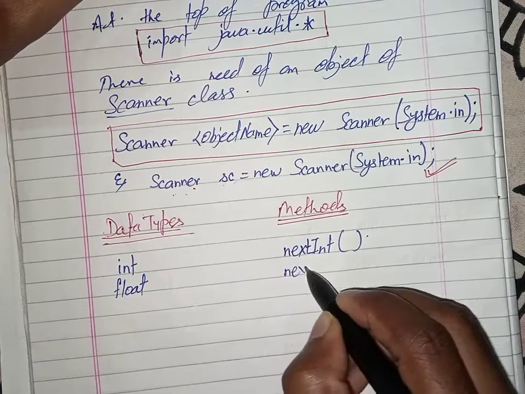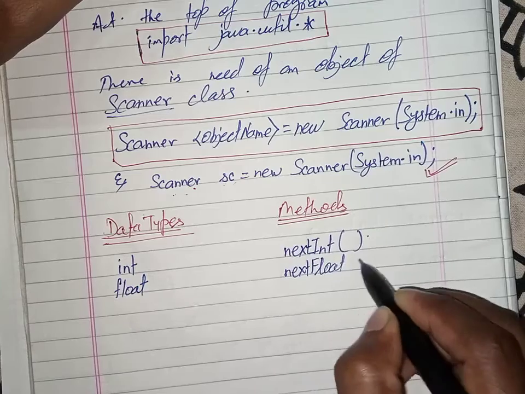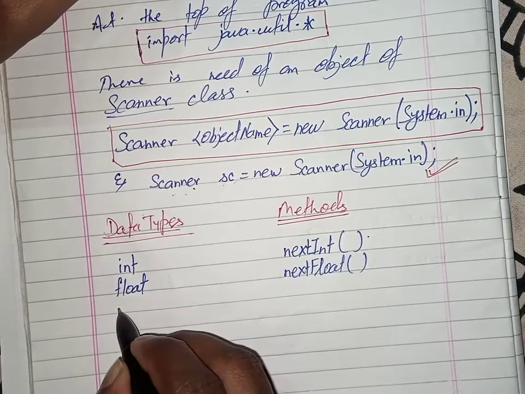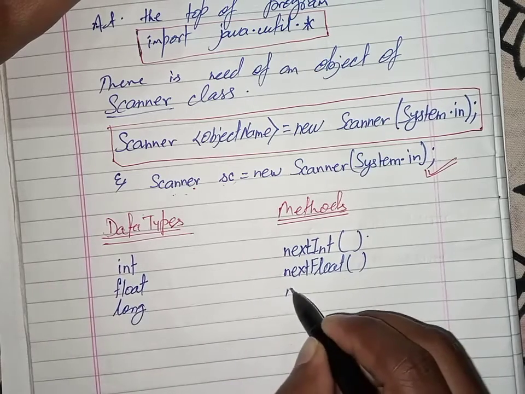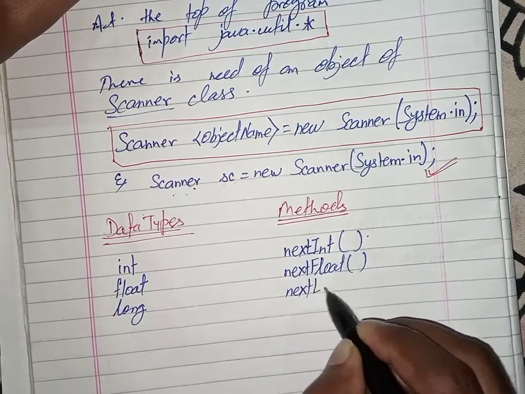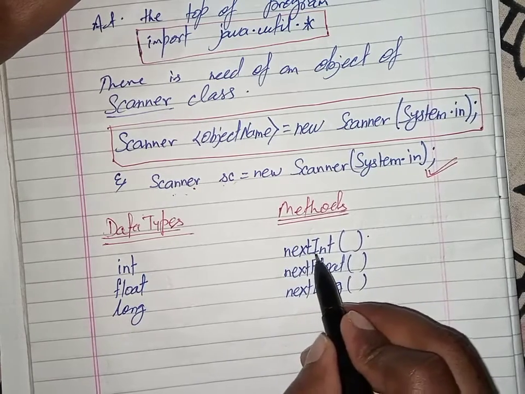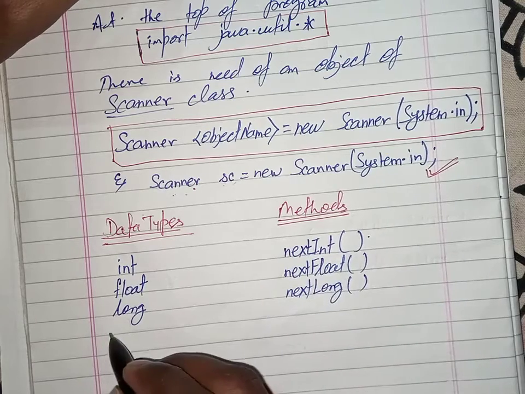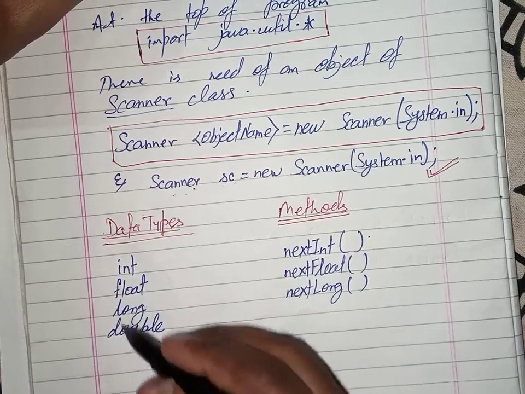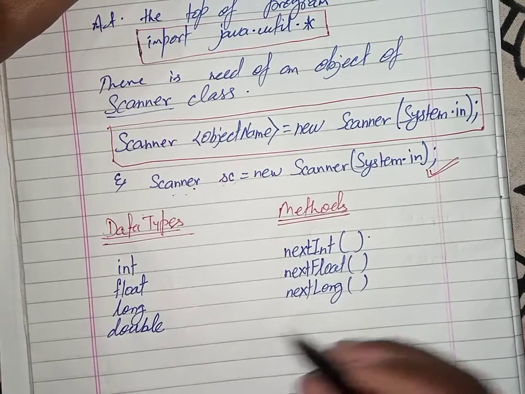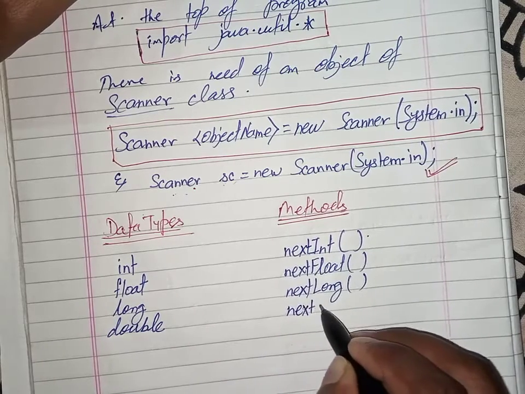Same thing, if you want float, you can write nextFloat. If you want long, you can write nextLong. Here you can see I capital, F capital, L capital, and double, here all the letters are small. If you want to take double value, then you have to write nextDouble.